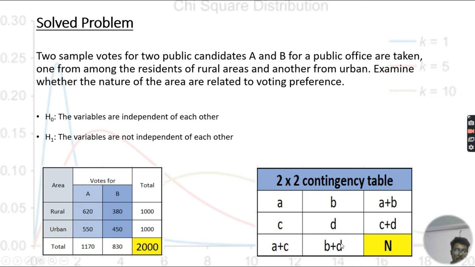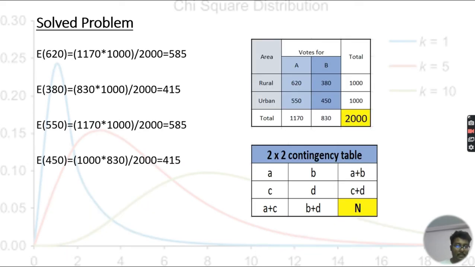See here b and d, so b plus d, and this is 2000. As I have told you before, whether we add these two rows or these two columns, we will get 2000 for sure. That is, actually we will get similar results. See here, 1000 plus 1000, we are getting 2000. 1170 plus 830, we are again getting 2000. Now coming to the problem, guys.